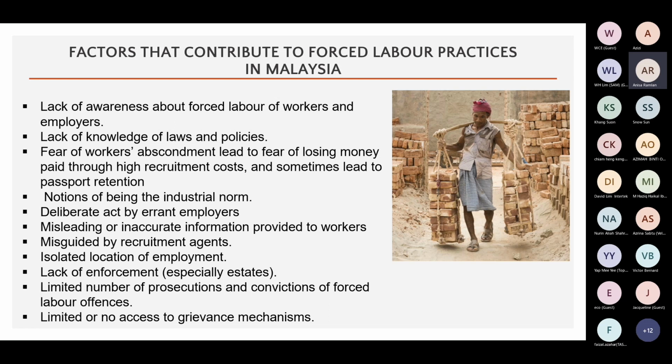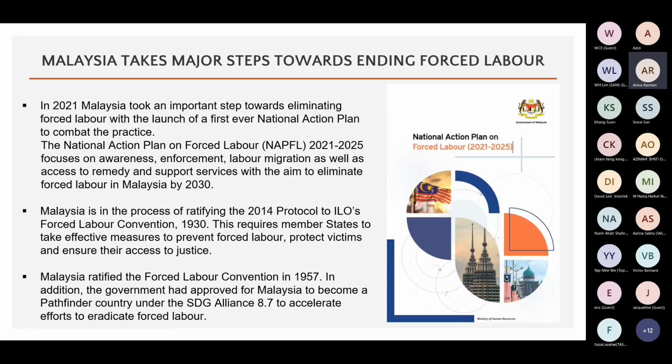It is also a deliberate act by errant employers who want to capitalize on the vulnerability of the workers. That is why inaccurate and misleading information is provided to workers, knowing full well that they have no access or any recourse to justice to get their rights restored. So for the outside world, these are the main issues. And for companies in Malaysia, these are the factors that really contribute to these practices being in the supply chains.